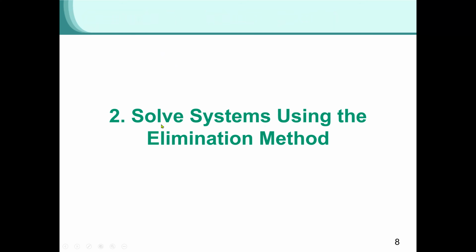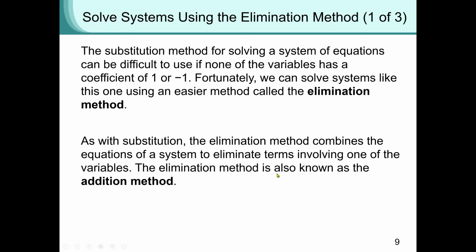Now let's try solving the systems using the elimination method. Using the elimination method means we are going to multiply the first equation or the second equation by any value that will make it possible that when we combine the two equations together, one of the variables will be eliminated. So that's why it's called the elimination method.